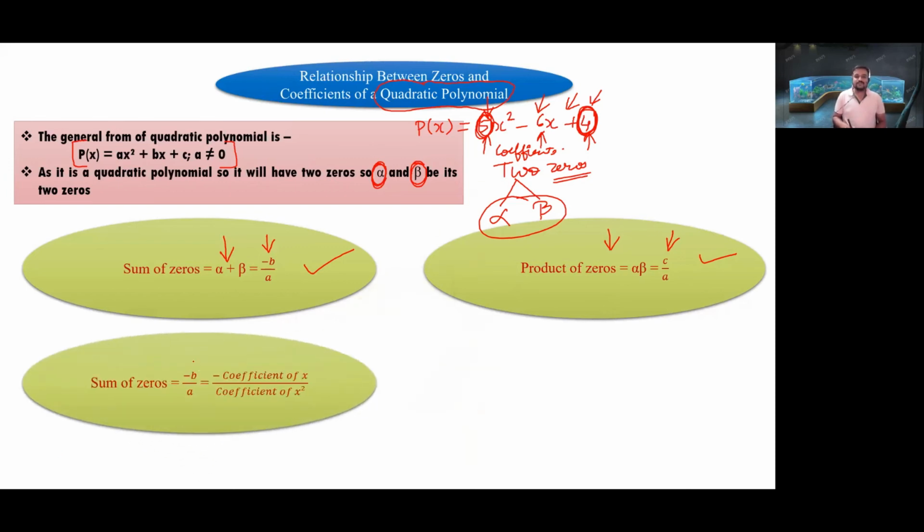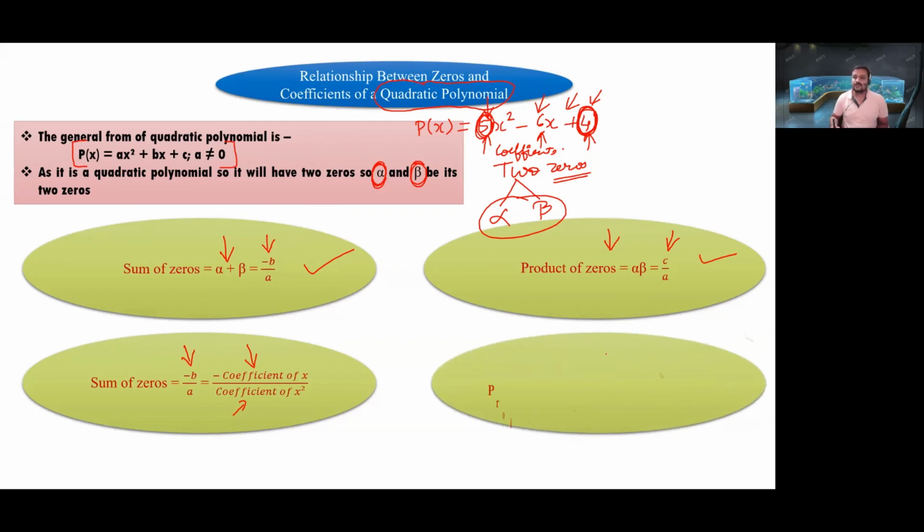Okay, so sum of zeros. What is sum of zeros? It is minus b upon a. What is minus b? It is nothing but the coefficient of x. So in wording, it is written here for your better understanding. It is written in the words. What is a? What is b? Okay, in that way it is written.